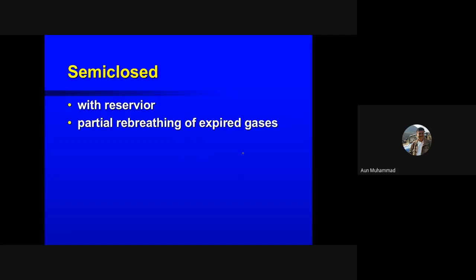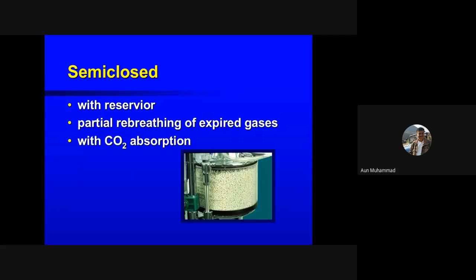Semi-closed: the system has the reservoir, and it has partial rebreathing of the expired gas. So now this is the addition that we have, a channel for the expired gas, but it is the partial rebreathing channel. It also has a system for absorption, so we have a carbon dioxide canister in this system, and it can absorb the carbon dioxide and make the medical gases available to be reused again.